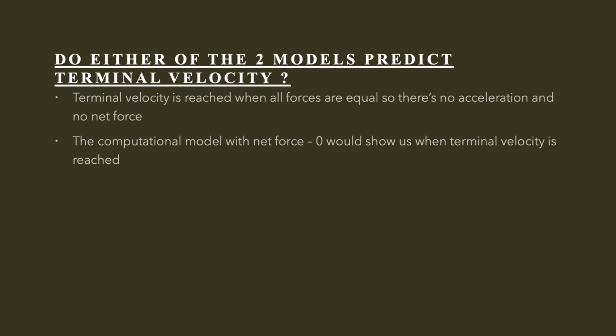So the first question we're going to ask is, do either of the two models predict terminal velocity? Terminal velocity is used in physics, and this is reached when all forces are equal. So that means that there's no acceleration on our object, and there's also no net force due to this acceleration. And when there's no acceleration, that means that there is constant velocity. Out of my two computational models, we had one which had no net force due to there being no air resistance and external forces. So this would have shown us when terminal velocity was reached.